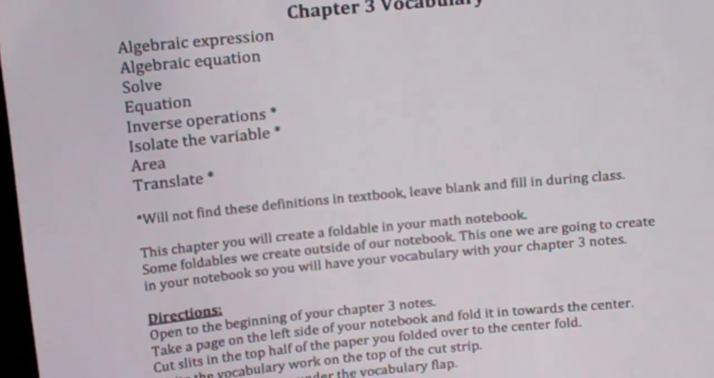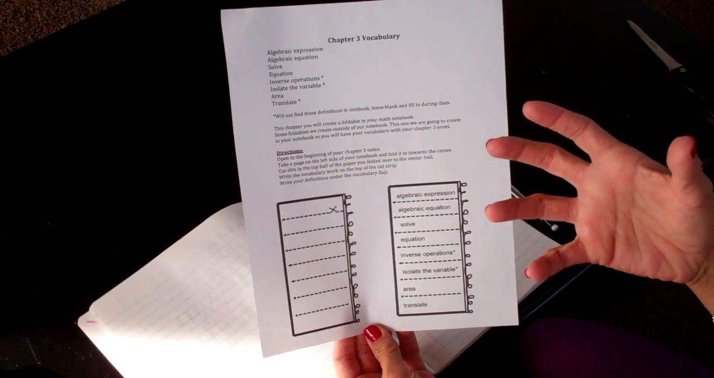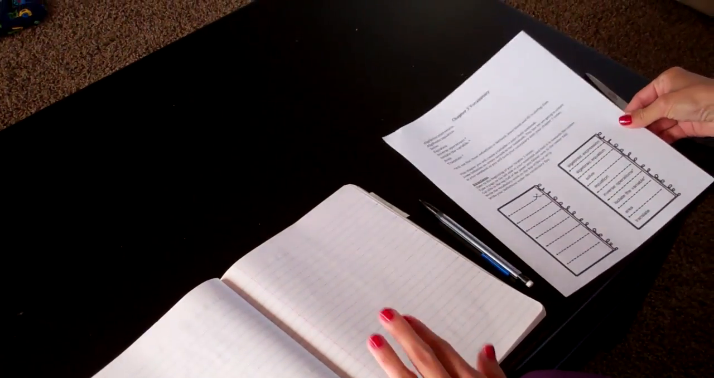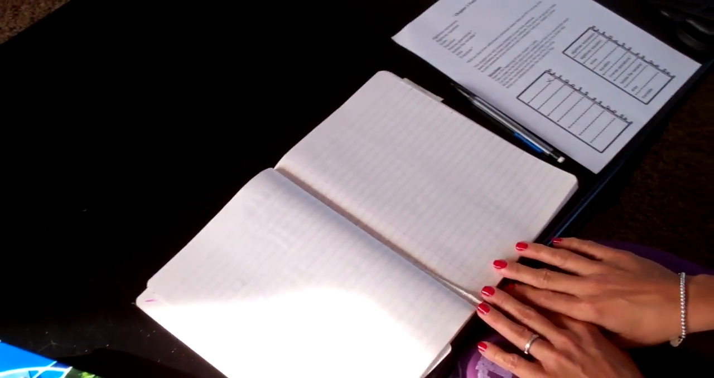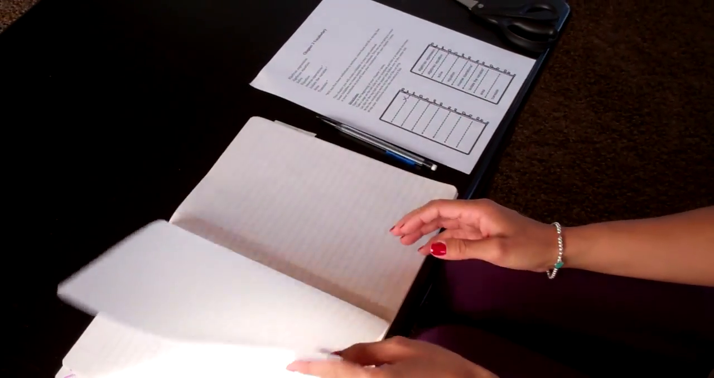This chapter we're creating a foldable, and usually our foldables we create as a separate piece of paper outside of our notebook, but this time we want to have this foldable inside your notebook so that you have them with your Chapter 3 notes. So I'm going to go in my notes section where my Chapter 2 notes ended, and I'm going to take the next available piece.